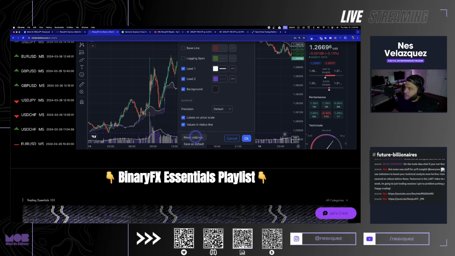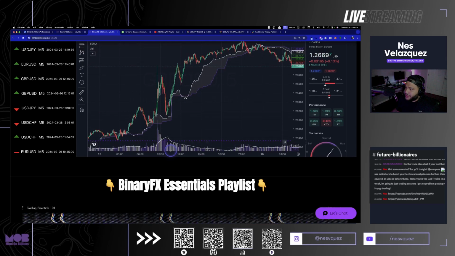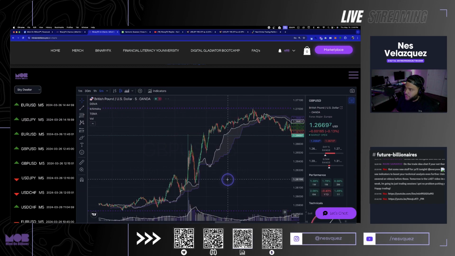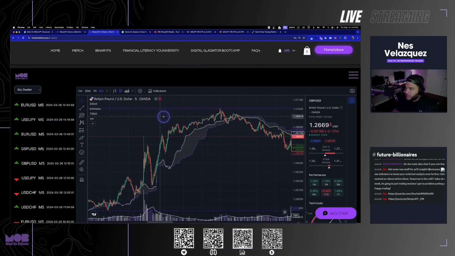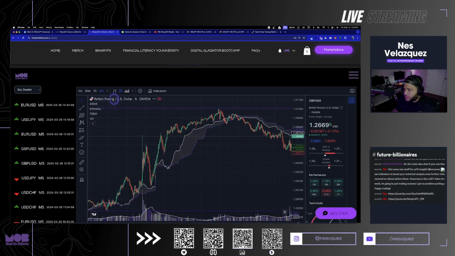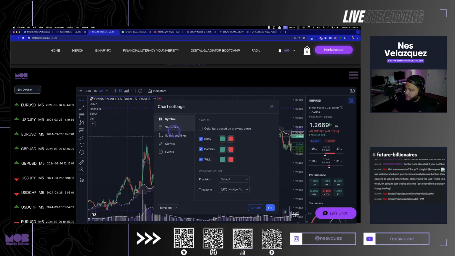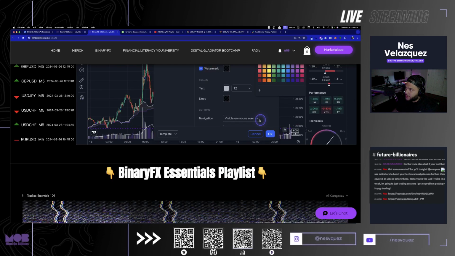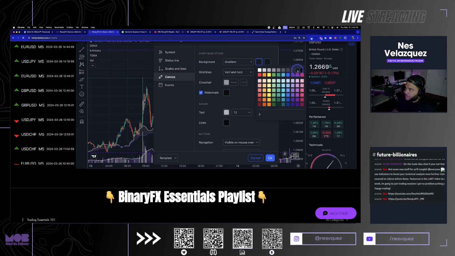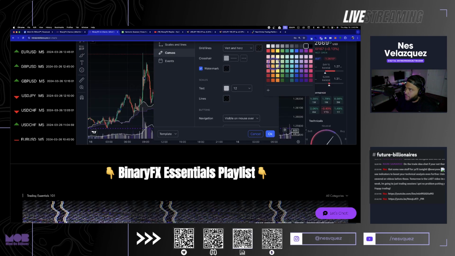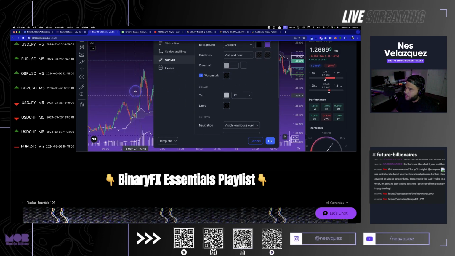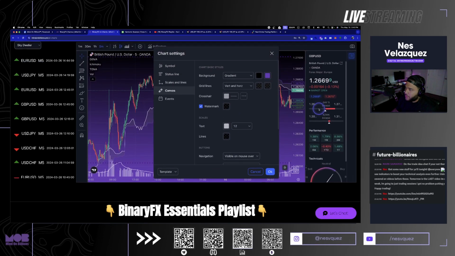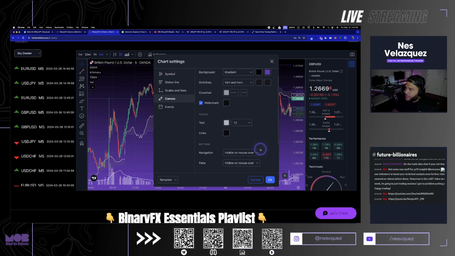Go to defaults, save as default, and boom. So now next time when you want to use this indicator, you'll be able to use that. Can you edit this chart? Yes, you can. Just double click on the currency pair and boom, you can edit the canvas, right? All right, however you want to do it.